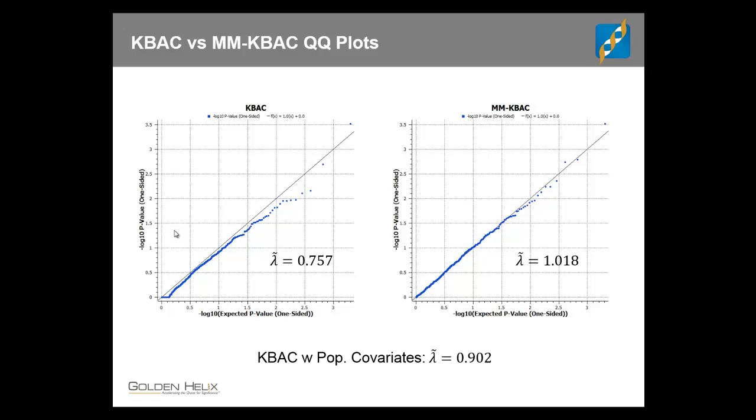So for the QQ plots, I just compared KBAC and MM-KBAC. And normally in a GWAS study, we would see inflation in a QQ plot where we do not have any correction for population. In this case, we actually see the opposite, and our pseudo-lambda value is quite a bit less than 1. When we look at the QQ plot for MM-KBAC, we can see that it is more what we expect. The values follow the y equals x line for quite a bit, and our pseudo-lambda value is a very nice, slightly over 1 value. KBAC with population covariates is still less than 1, but it is better than not including the population covariates.